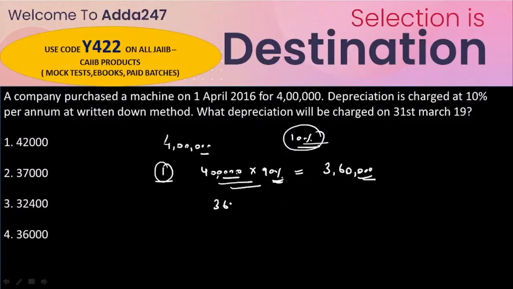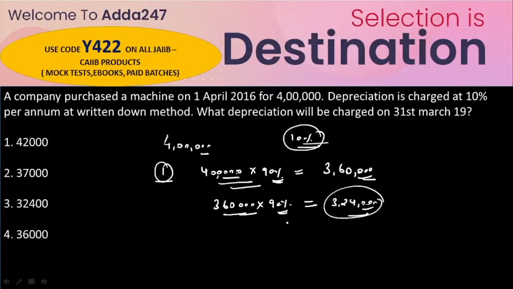So after that, the 3 lakh 60,000 rupees here, and again just 90%, because depreciation is again charged at 90%. So again this 3 lakh 60,000 rupees value would be at 90%, so that would be equal to 3 lakh 24,000 rupees. Okay, so just right here.